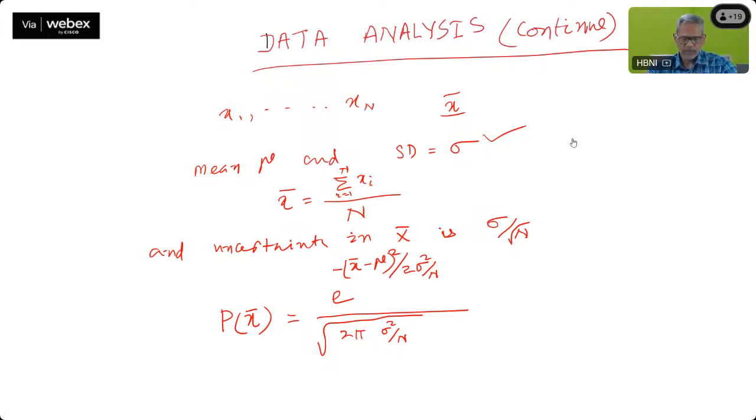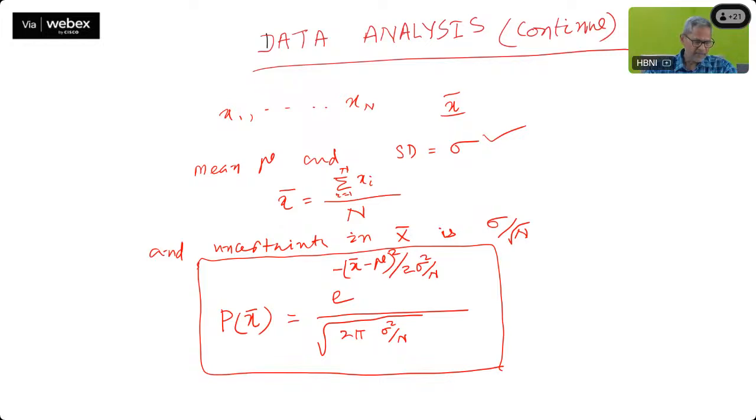Suppose you are making some measurement as a sample and finding x bar; the probability of getting a particular value of x bar will always follow a Gaussian distribution. This curve is called Gaussian, or normal, or bell shaped. This is important. And this is what is called the central limit theorem.